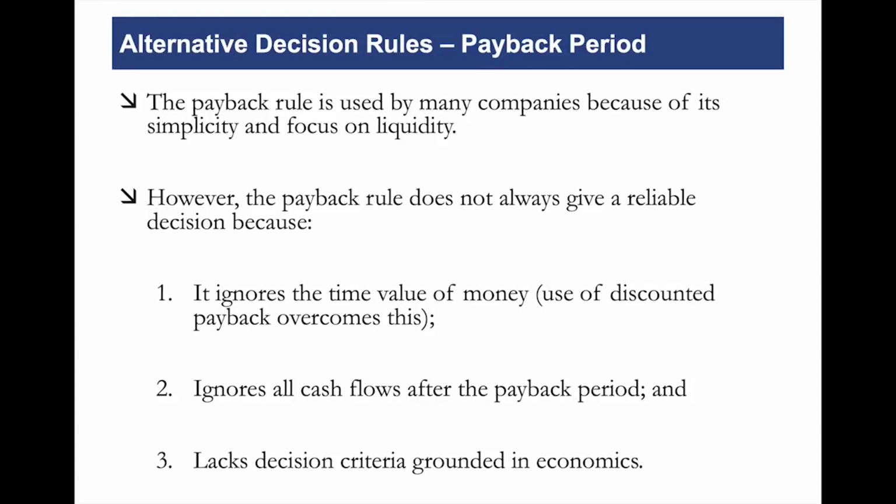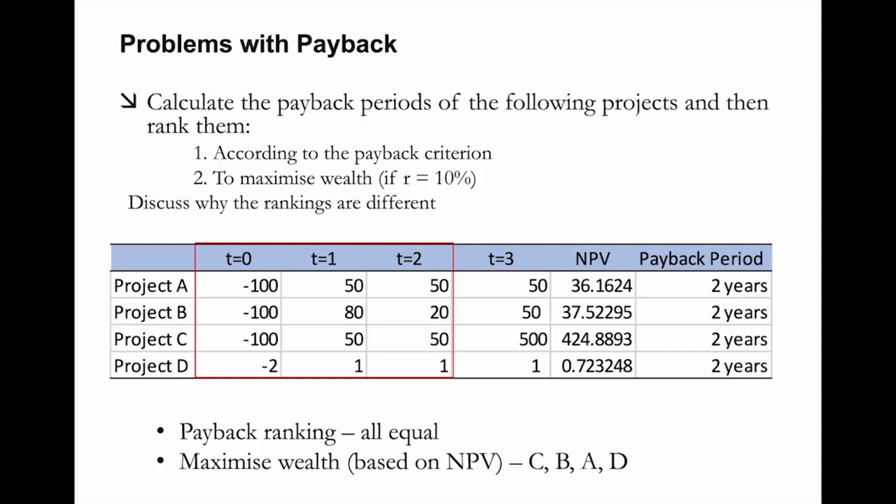So if we just go back, you'll notice that Project C has a cash flow of $500 in year 3. Compared to the rest of the projects, this is a substantial sum. So luckily for us, the NPV rule does not ignore those subsequent cash flows. We can see that Project C's NPV is $424 because it also includes all the cash flows.